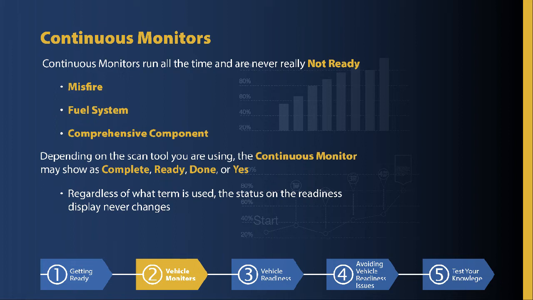When you plug in your scan tool and start the car to test for readiness, the continuous monitor may show as complete, ready, done, or yes, depending on the scan tool. Regardless of the term being used, the status on the readiness display never changes. Continuous monitors are always supported. If you see a continuous monitor that comes up as not ready or not supported, that suggests that the car has been tampered with or has a manufacturer defect.